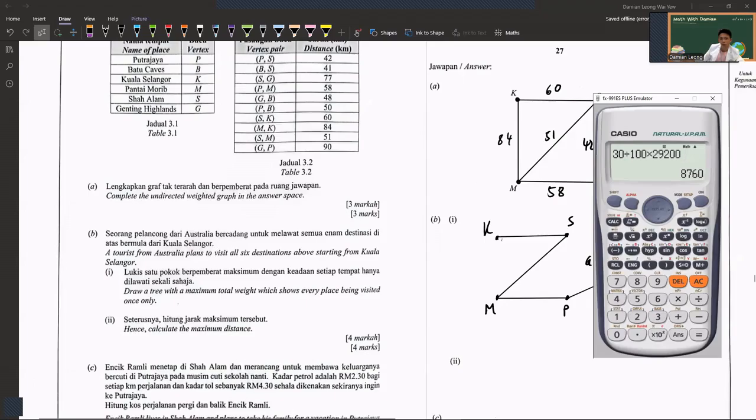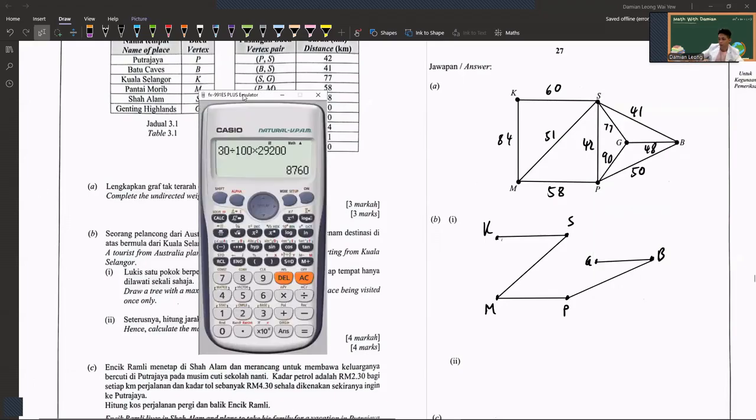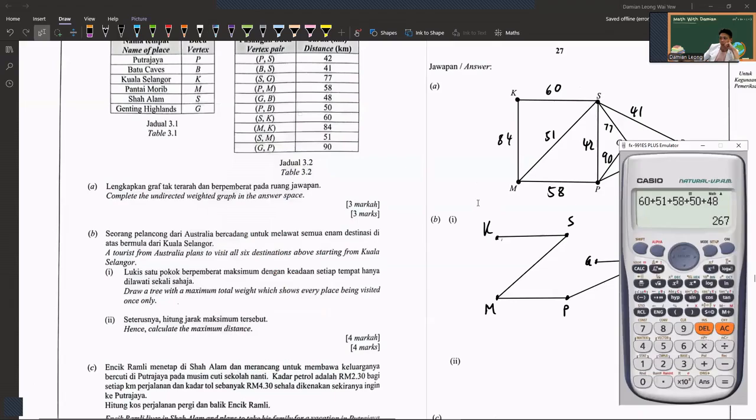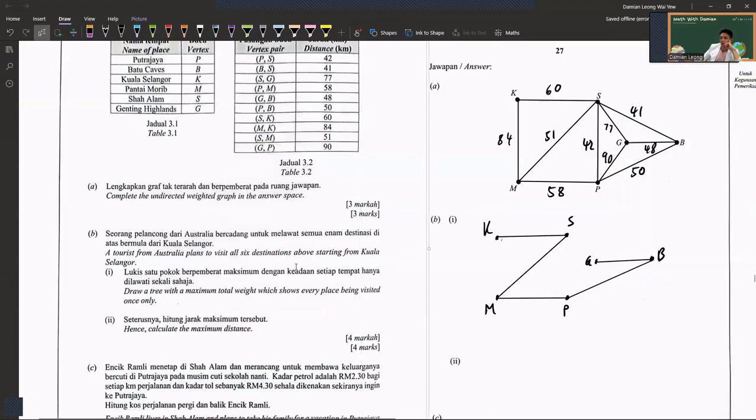If I try to count, 60, 51, 58, 50, 48. Actually that is likely to be the minimum total weight. But what I want is maximum total weight. So I shouldn't go here actually. I should try to take all those with the highest weightage.